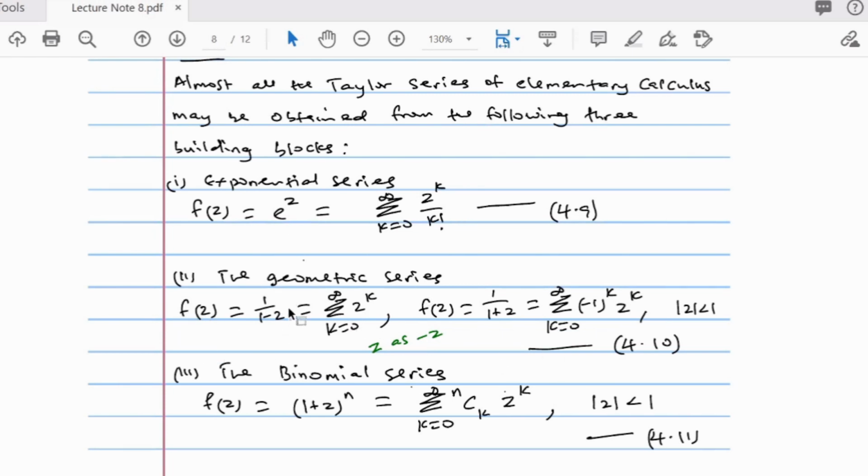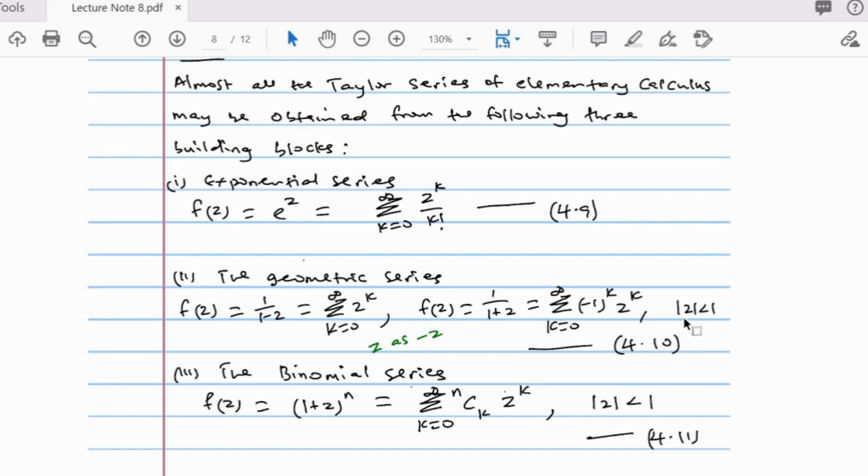So if f of z equals 1 over 1 minus z, then the power series at z0 equals 0, the Maclaurin series, is the summation k equals 0 to infinity of z to the power k. If you replace your z with minus z, then the power series at z0 becomes the summation of minus 1 to the power k, z to the power k. This is the circle of convergence.